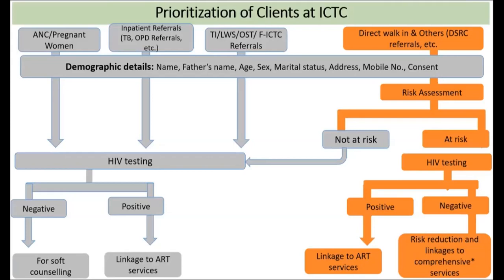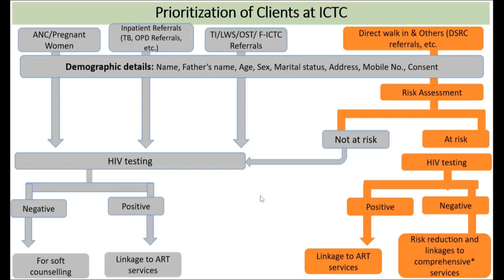So as Govind had mentioned, these 3 categories of people are firstly ANC and pregnant women and the inpatient referral, and those who are referred from TI or link worker scheme or OST. These are the clients who are referred from some point of contact where some of the initial discussion may have happened. They must be knowing basics about HIV and its transmission. So they may not be in need of detailed pre-test counseling.